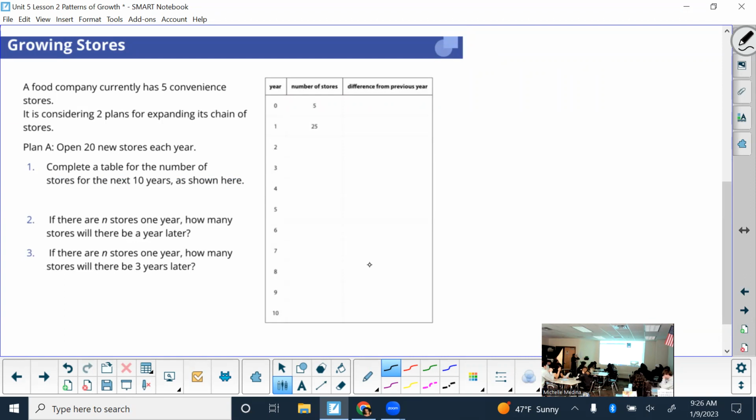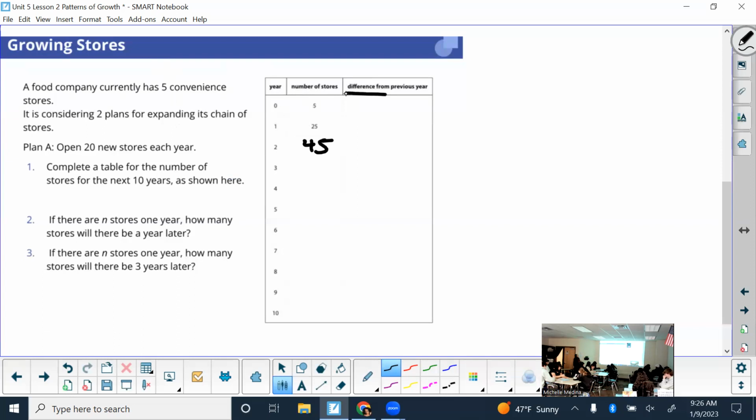So, plan A is where they open 20 new stores each year. You and your group will complete the table. So if year 0 would be like what they had already. After 1 year, they had 25 stores. How much would they have at year 2? 45, and then you guys will continue year after year.